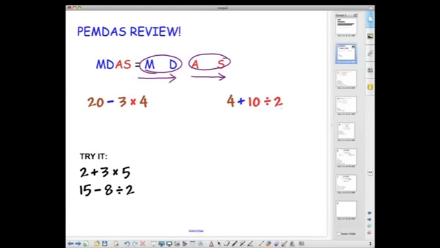Just a couple of quick examples here. Multiplication and division does come before addition and subtraction. So if we look at 20 minus 3 times 4, we need to do the multiplication first. 3 times 4 gives us 12, and then we rewrite the remainder of our equation. 20 minus 12 equals 8. With our second example, division comes first. So 10 divided by 2 is 5. Then our addition, 4 plus 5 equals 9.